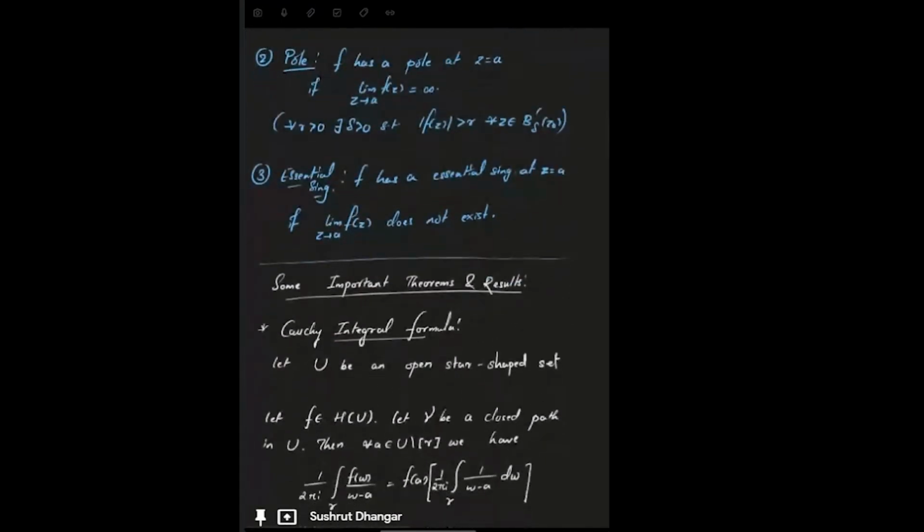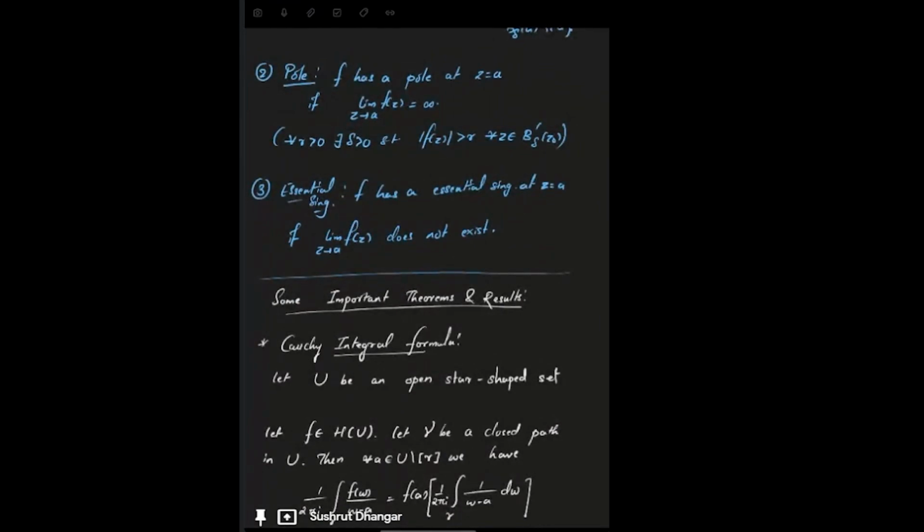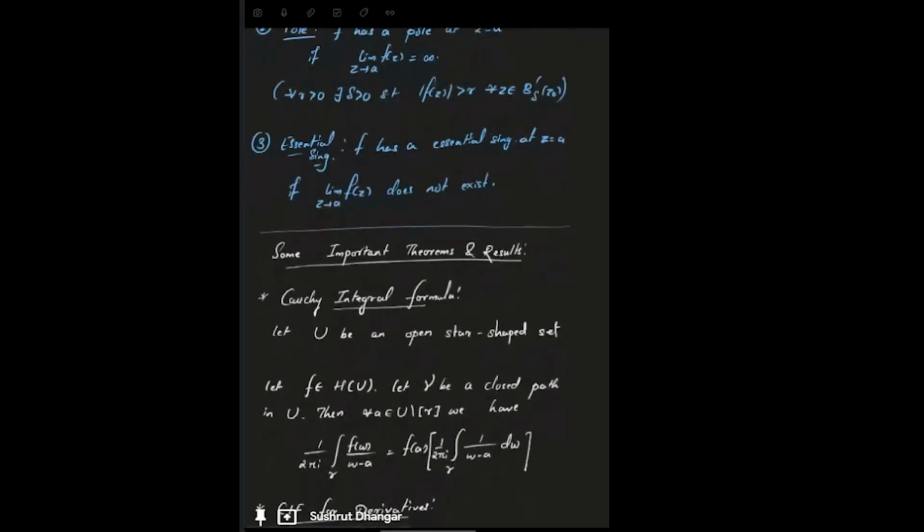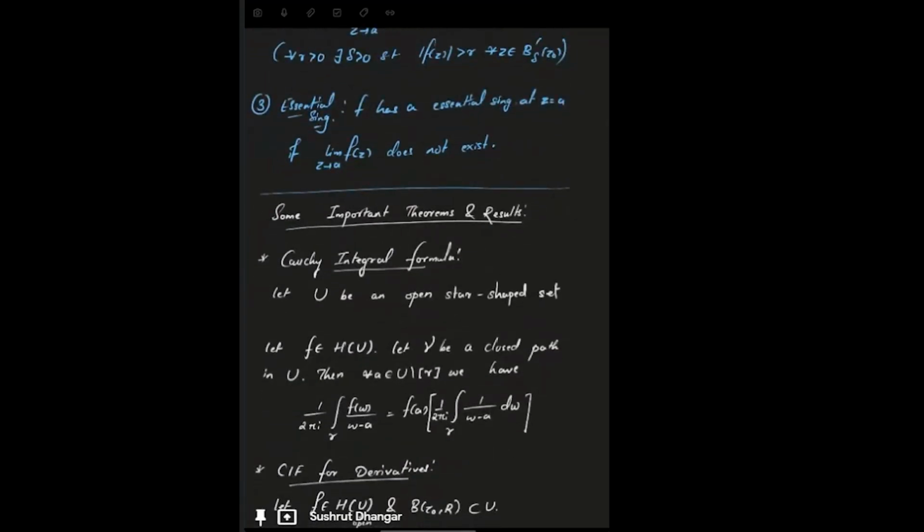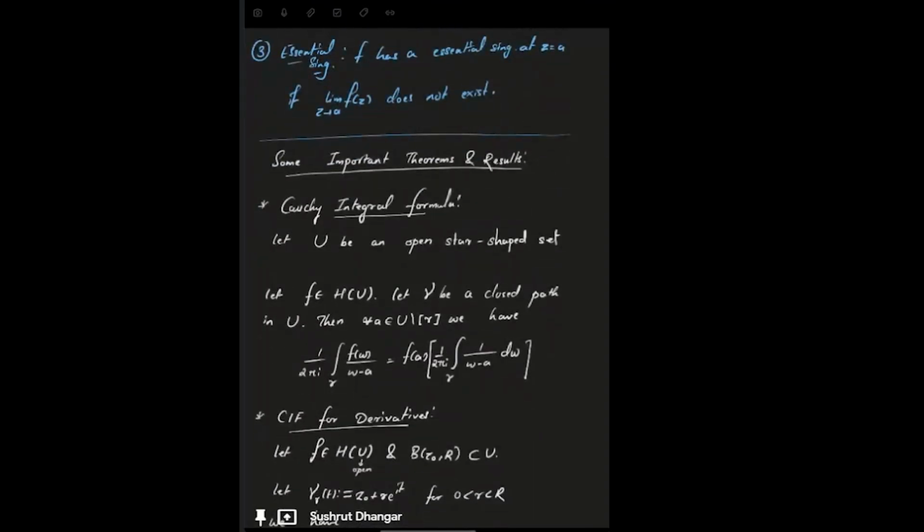Now let's talk about poles. f is said to have a pole at z equals a if given any positive real number r, there exists a delta greater than 0 such that the modulus of f(z) is greater than r for any z in the punctured disk about a of radius delta. And lastly, we have the essential singularity, which says that f has an essential singularity at z equals a if the limit as z goes to a of f(z) does not exist. Here, does not exist in the sense that I can have two different values of this particular limit. So hence we say the limit does not exist.